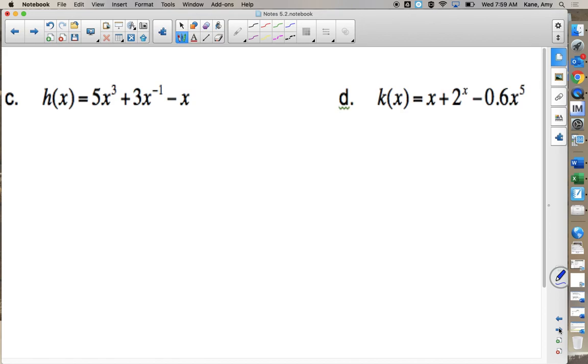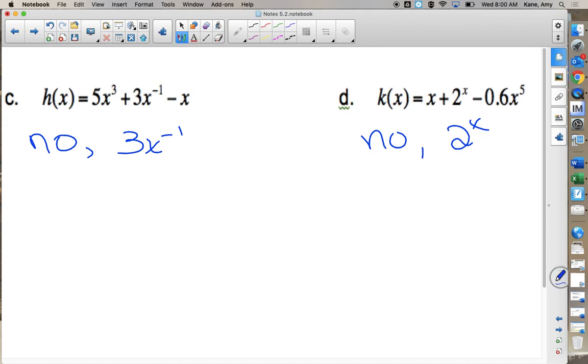So Cole, what would you say about C? I said it's not a polynomial. Because? There's a negative exponent. It's not a polynomial. Nina, how about D? No. Why not? Because it has x as the exponent. That's actually called an exponential function because the x is the exponent. So both of those are no. Questions?